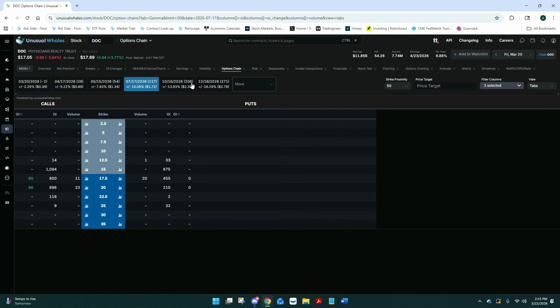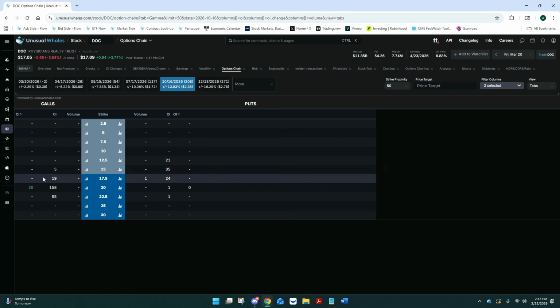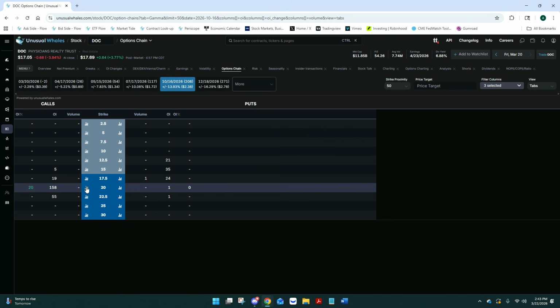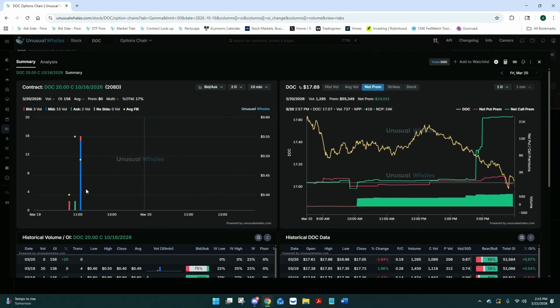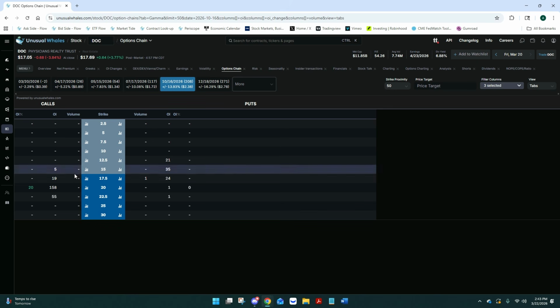Options chains, 10/16. So that 20 had the small open interest change there. Nothing else traded on that expiration. Again, probably not much there. I don't consider this a whale. Maybe you want to look and see what other names have open interest on here. Again, not a very highly liquid traded name there.